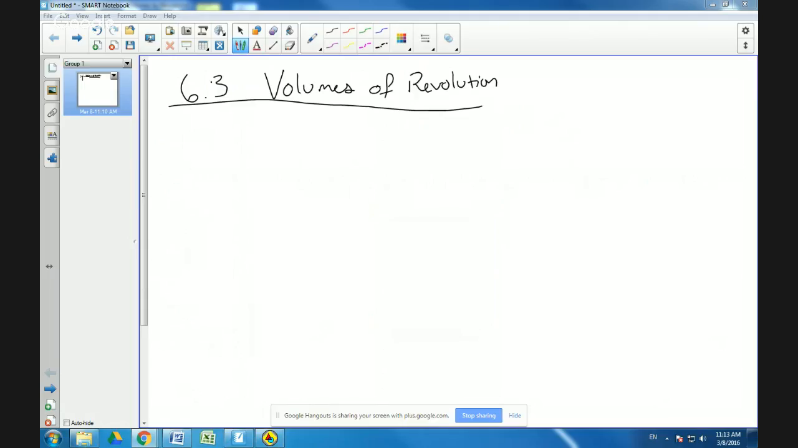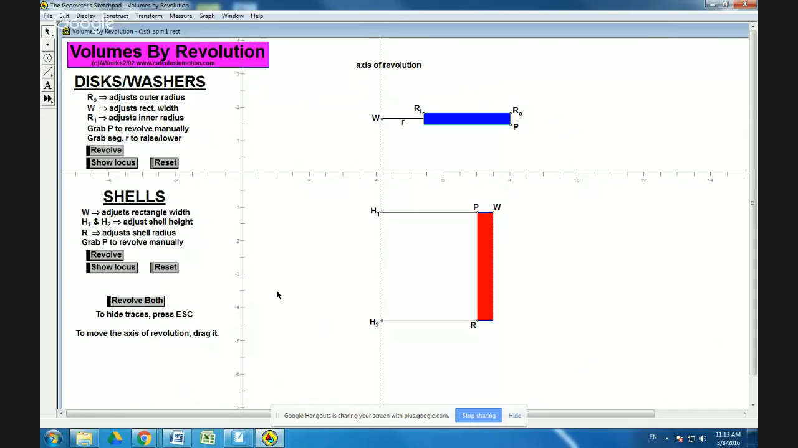Volumes of revolution. We've been studying area, correct? We're going to take that knowledge and make a three-dimensional object out of it. Part of the challenge some people have is actually visualizing these shapes. Hopefully we can help you there. What you want to pay attention to is that we are calculating an area and we're going to spin it around an axis.